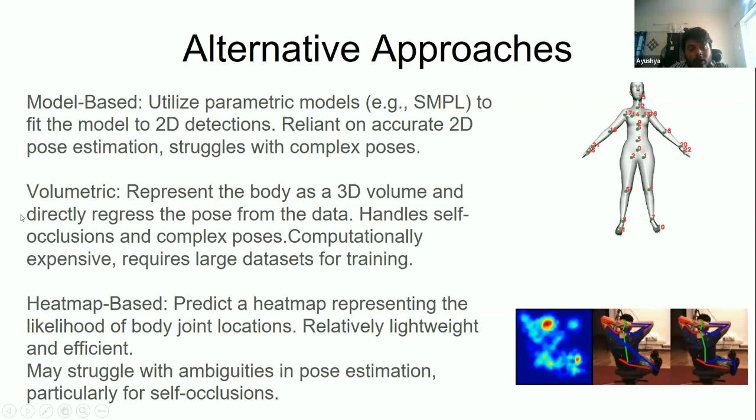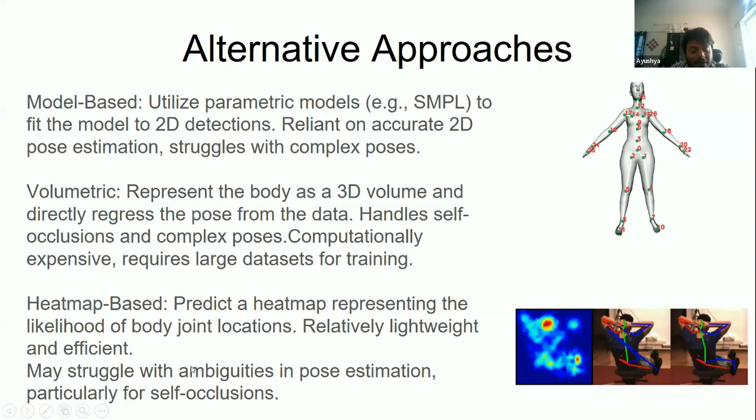Another approach is volumetric detection, where we represent the body as a 3D volume and directly regress the pose from the data. This is another approach that is generally used and proposed in this subject. The problem with this is that it is computationally very expensive and requires a large dataset for training. So this option is very computationally heavy, and that is why it was rejected in our approach.